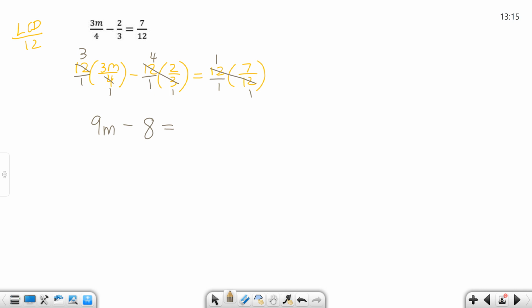and over here, 12 and 12 become 1s. So they're, in essence, gone as far as multiply and divide goes. If you multiply by 1, it doesn't change. Divide by 1, it doesn't change. So what does the right-hand side become? Good old 7. 1 times 7 over 1 times 1. Now the 7 is by itself, so what should I move? The 9m or the negative 8? The negative 8. Right? How do I move the negative 8? I add it to both sides. That cancels. I get 9m equals 15.